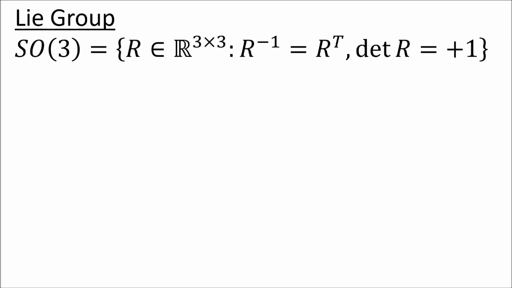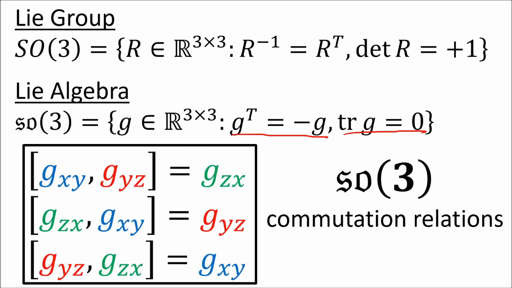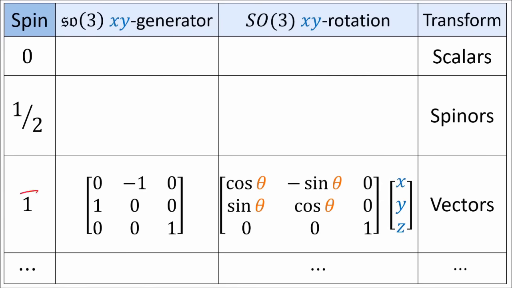The Lie group SO3 is made of 3x3 matrices where the inverse equals the transpose, and the determinant is 1. We found that this group's generators in the Lie algebra so3 were traceless antisymmetric matrices, and they obeyed these commutation relations here. In the context of Lie algebras, the commutator operation is also called the Lie bracket. We said these matrices belonged to the spin 1 representation of the Lie group SO3 and Lie algebra so3 because these matrices are used to transform vectors, which are rank 1 tensors.